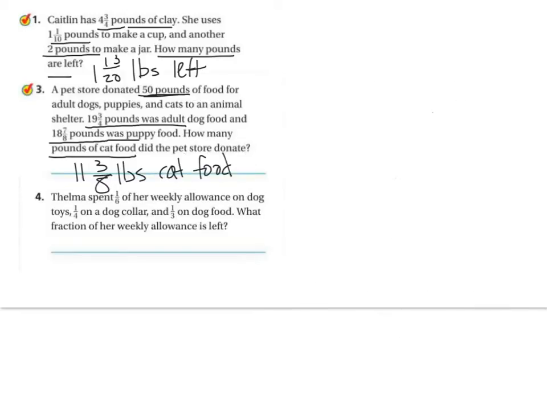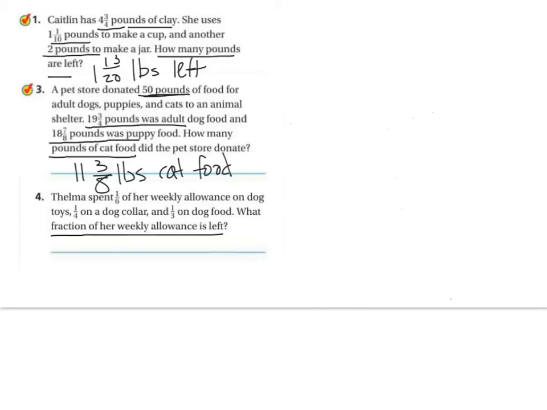Let's look at our final problem together. Thelma spent 1/6 of her weekly allowance on dog toys, 1/4 on dog collar, and 1/3 on dog food. What fraction of her weekly allowance is left? I'm going to start by thinking what this problem is asking me to find. What is it asking me to solve? Well, I can see that it's asking me to solve the fraction of her allowance that's left.